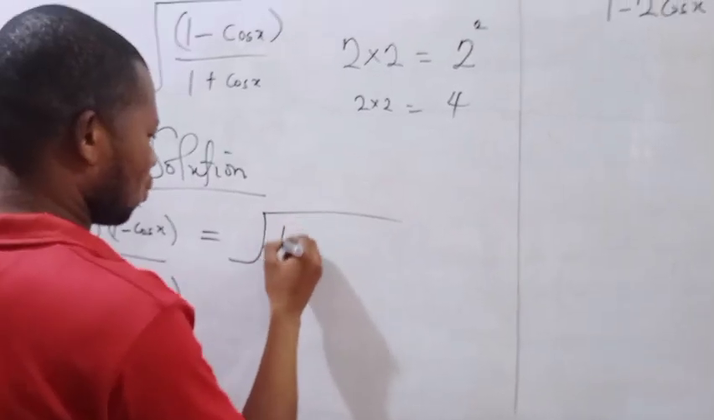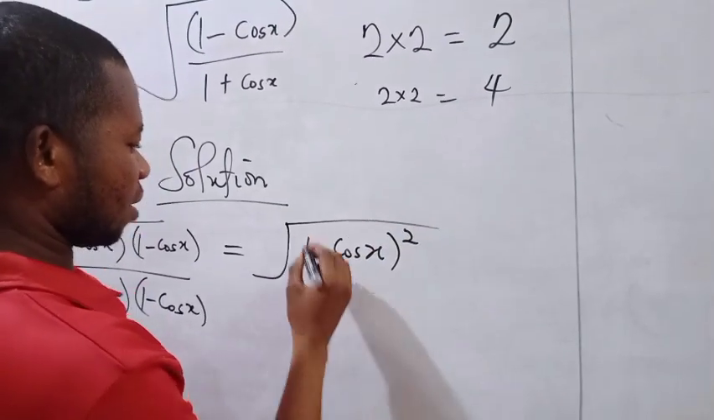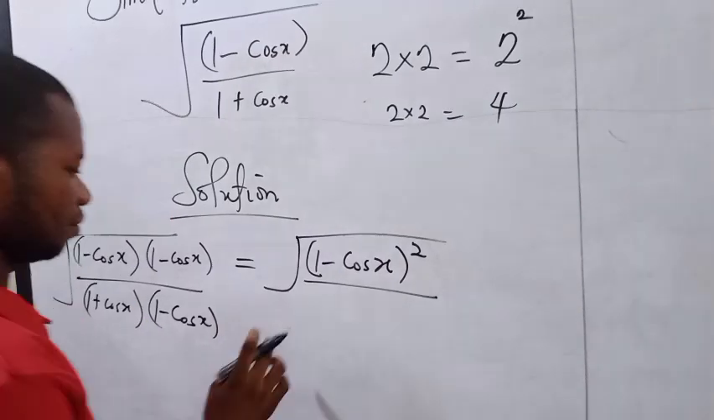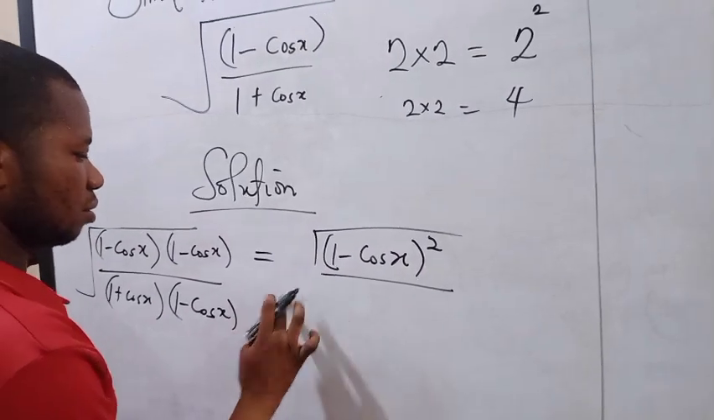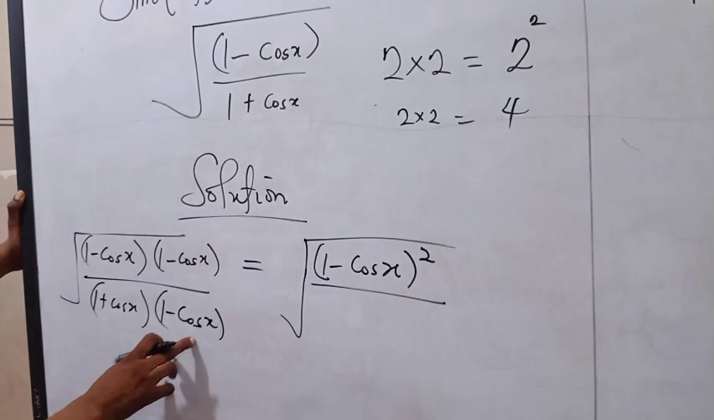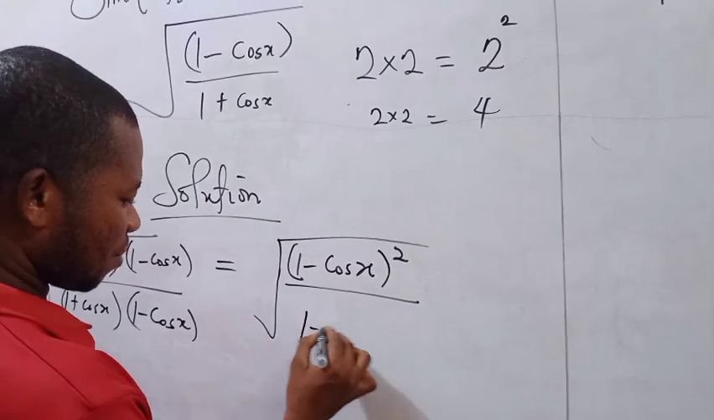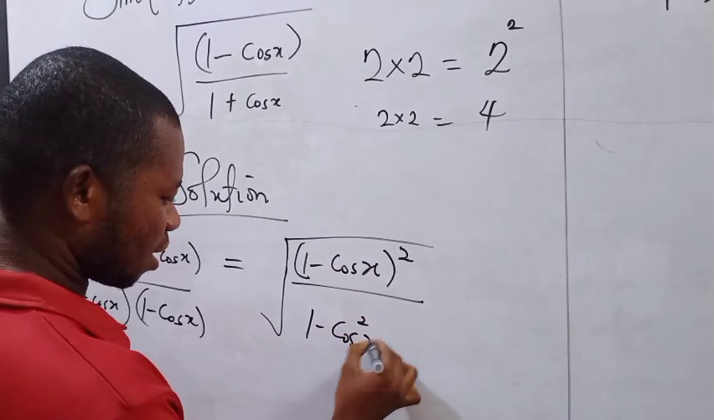So I'll have 1 minus cos x, all squared. Yes, that's what I'm going to have. Then this multiplied by this one will give us difference of two squares. This one will be 1 minus cos square x.